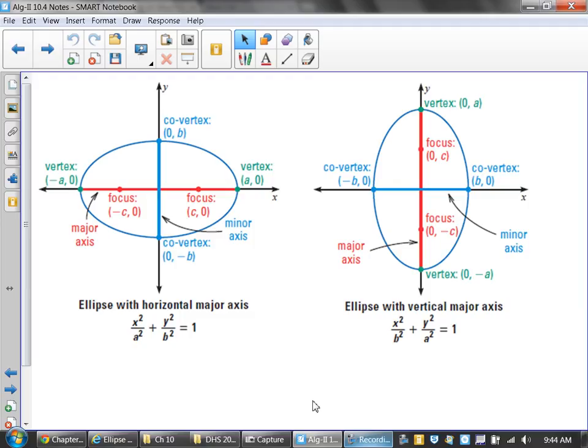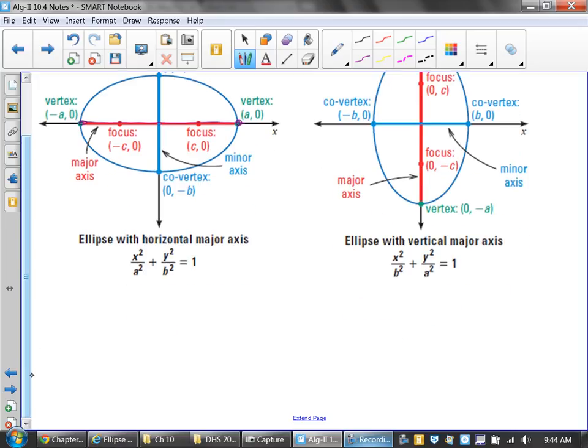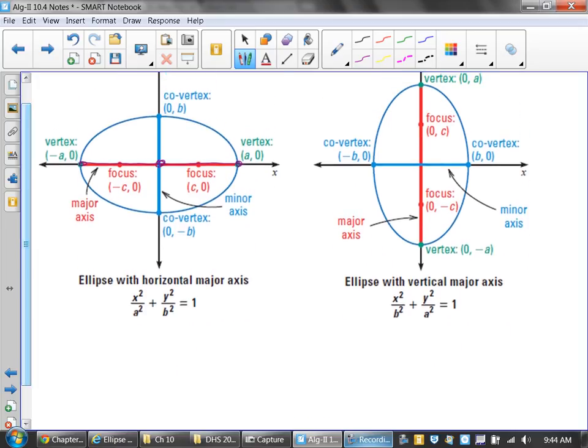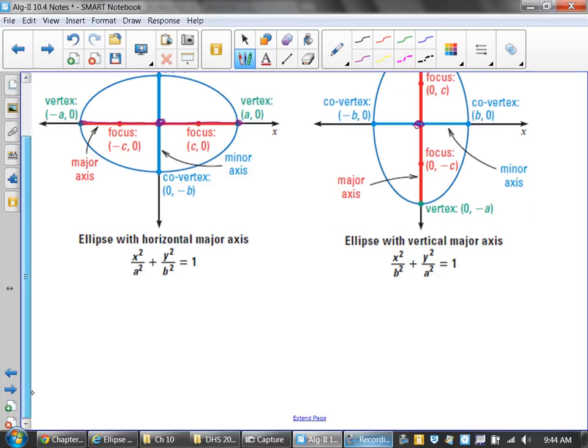What happens when you stretch a circle left and right? The x distance becomes longer than it is tall. When you stretch it up and down, your y distance is longer than the x distance. Both of our formulas are going to be centered at the origin today. We're not going to shift anything yet. What we get then are these two equations.